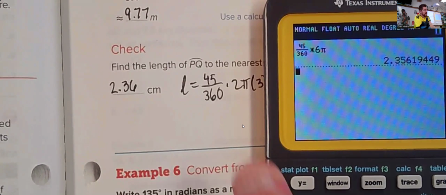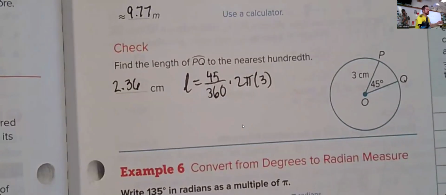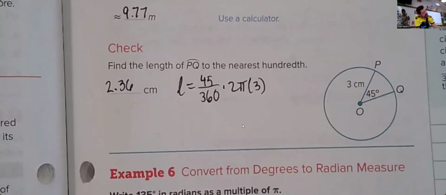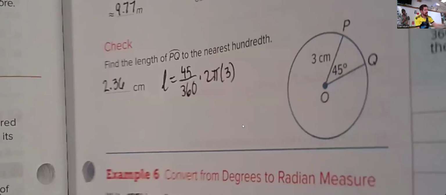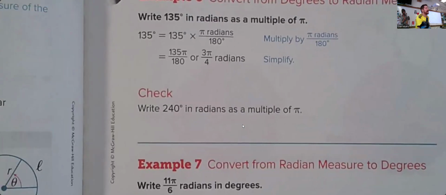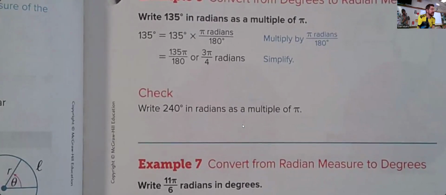All right. Next question. We are going to do some conversions. We're going to convert from degrees to radians, and then we're going to convert from radians to degrees. And then there's a couple more problems after that, and then we're done. So here we go. Write 135 degrees in radians as a multiple of pi. What that means is leave pi as pi. Don't write it in decimal form. So multiple of pi just means you're basically treating pi like a variable.